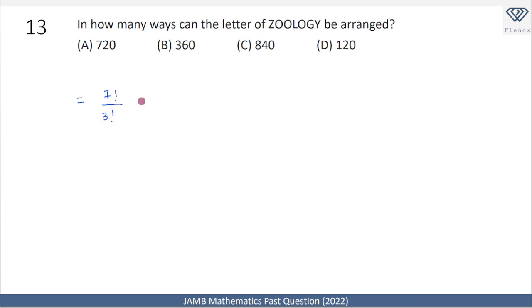Let's say there was another letter that appeared more than once also. We would divide by the number of times it appears, factorial. But in this case, O is the only letter that reoccurs. So we can now simplify that.